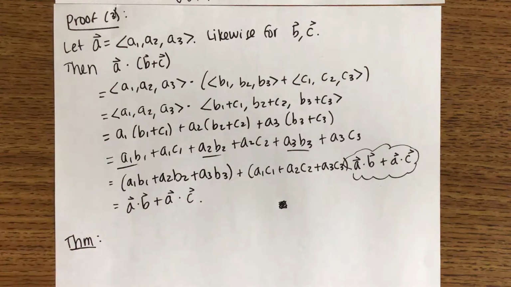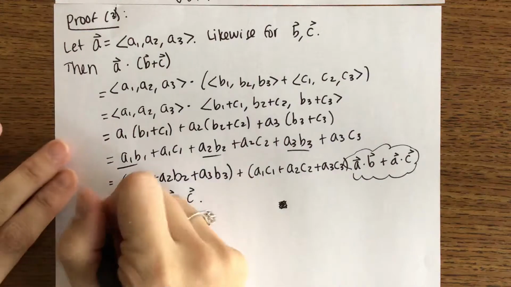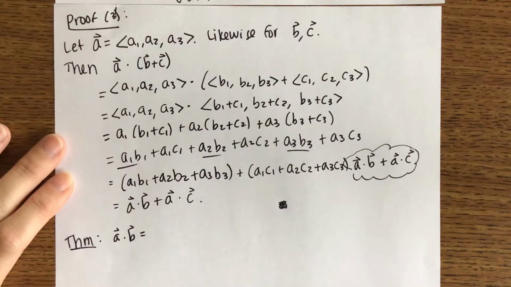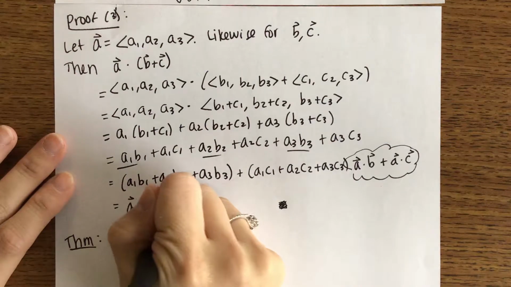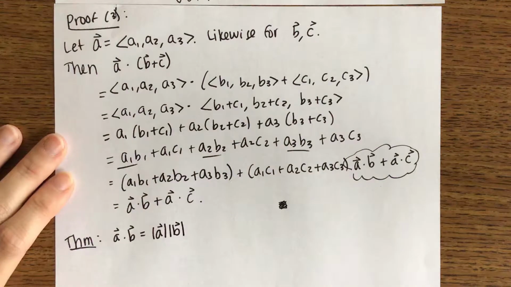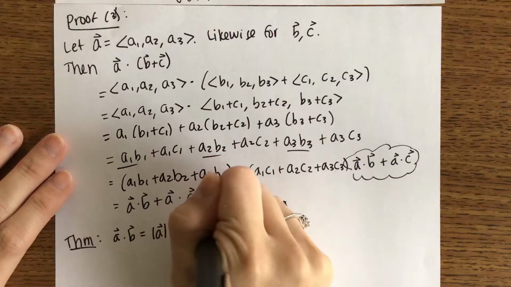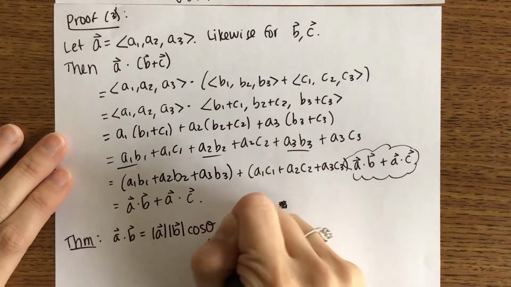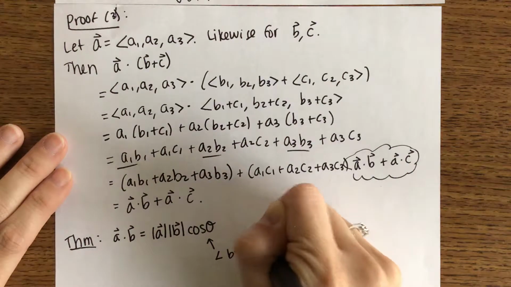Here's one of the big importances of the dot product, this next theorem. If you take A and you dot it with B, that is the same as the norm of A multiplied by the norm of B multiplied by cosine of theta. Theta being the angle between A and B.